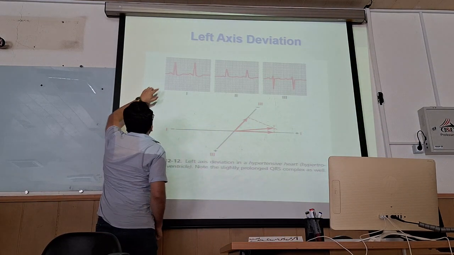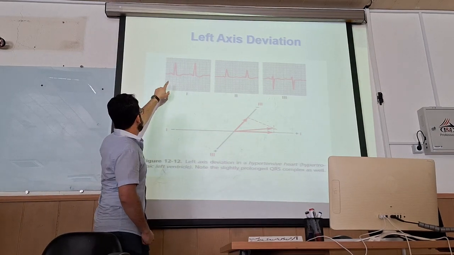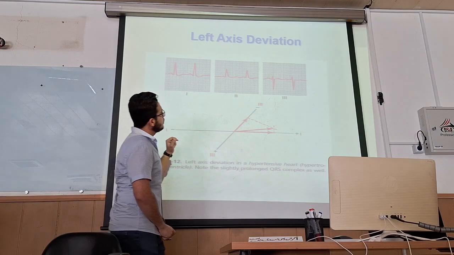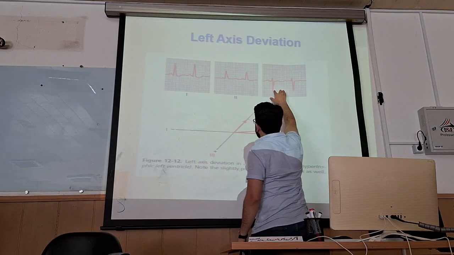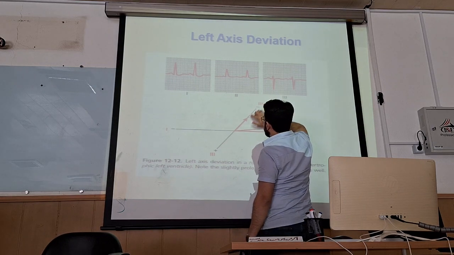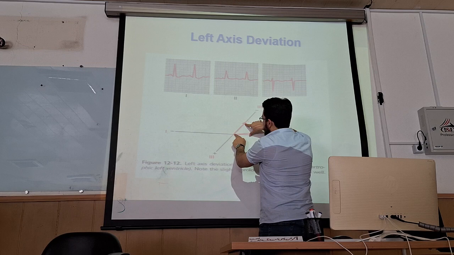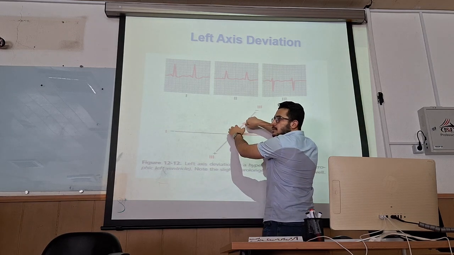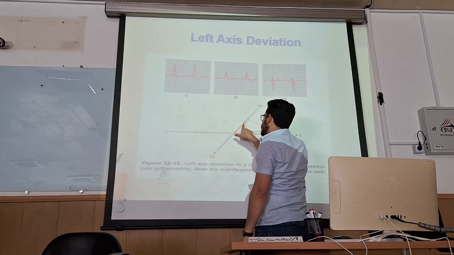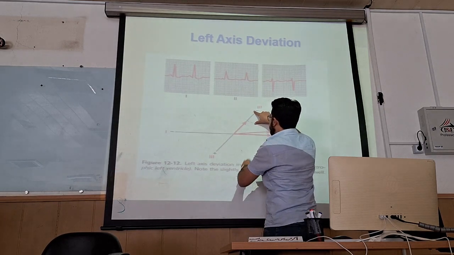Now you have a positive deflection in lead 1. Yes, positive. What about in lead 3? In lead 3 we have mostly negative. So we can see that it is directed to that side because it's negative.